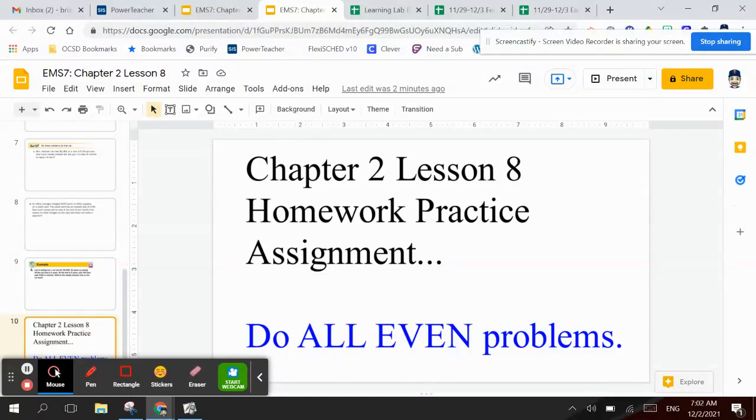Chapter 2 lesson homework practice assignment. You're going to be doing all even problems tomorrow once you get your homework. If you have any questions, please email me and I will help you out as much as possible. We will have our quiz, our test review after lesson 8 homework practice. We'll have a video for that, and then the next day you will be taking your chapter 2 test.